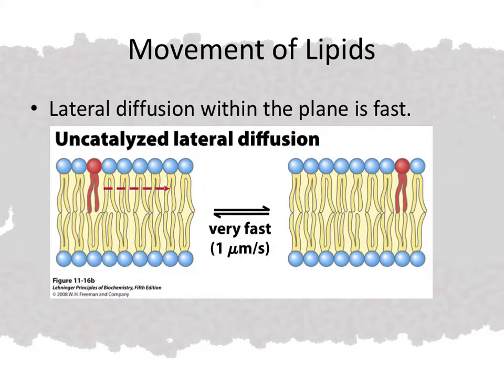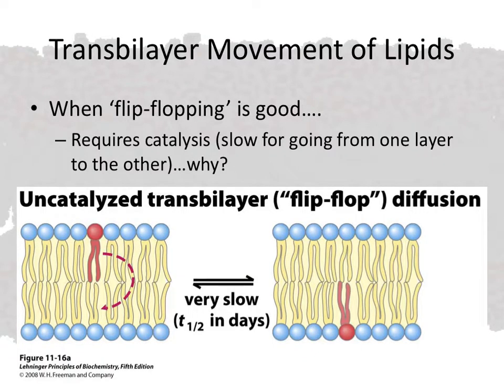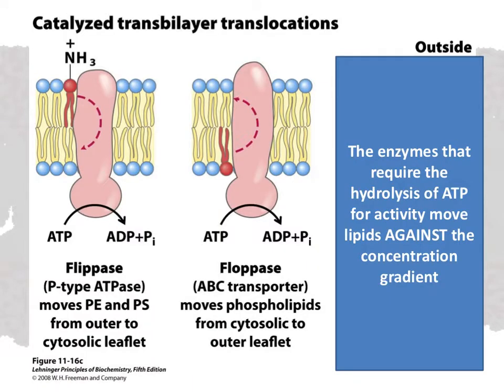I'm just going to go through these first three or four slides really quickly, just to get you in the right frame of mind. The movement of lipids laterally is really fast, because they can squirm around all over the place. If you're trying to flip a lipid from the outer leaflet to the inner leaflet, or vice versa, it's much slower unless it's catalyzed somehow. If it's going against the gradient, then it's going to require ATP.